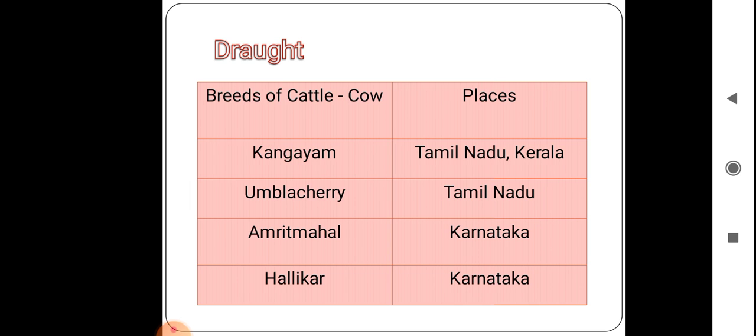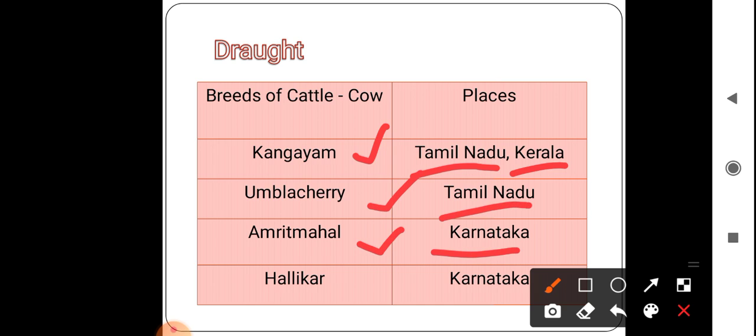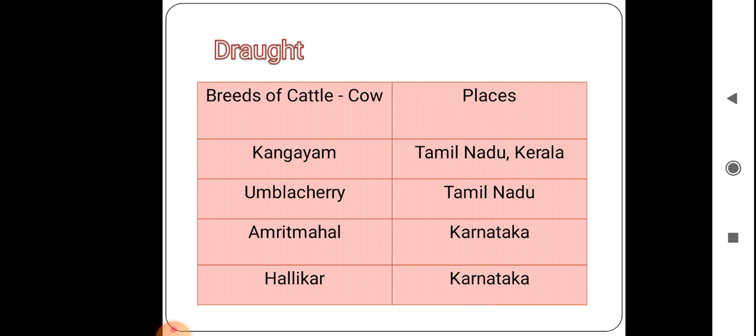Moving ahead, draught animals. Among the breeds of cattle, Kangayam is found in Tamil Nadu and Kerala; Amblacheri is found in Tamil Nadu; Amrit Mahal is found in Karnataka; Halikar is found in Karnataka. Amrit Mahal is important, it has been asked once. So these all are the draught varieties of cattle.